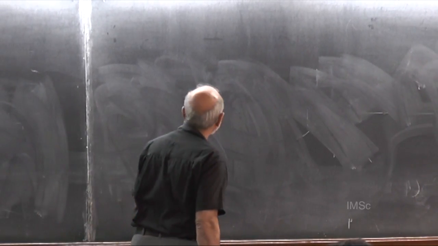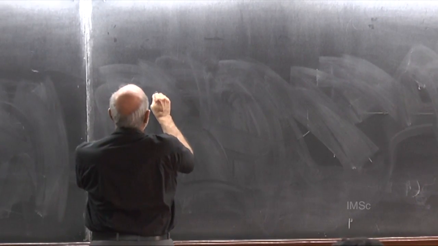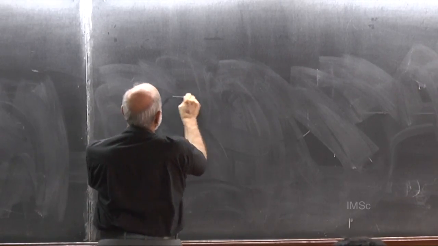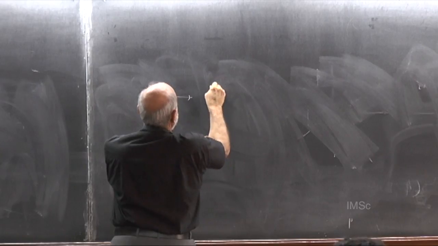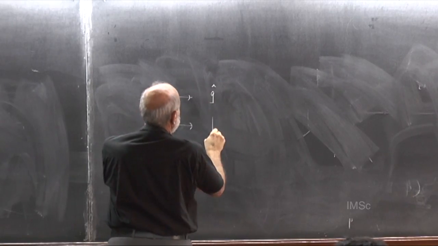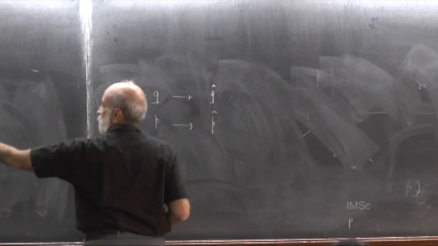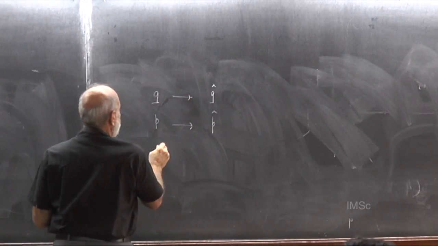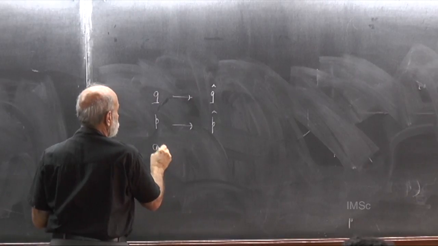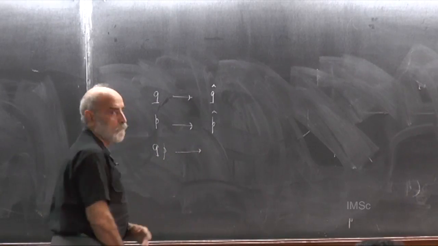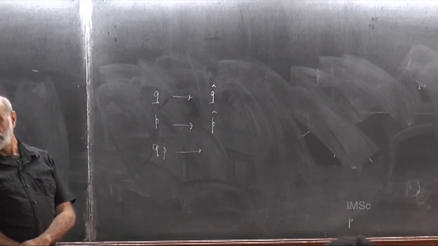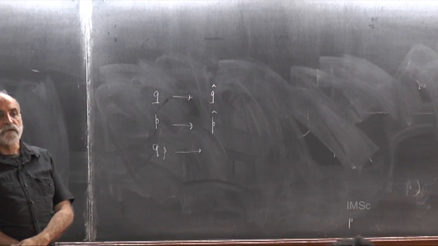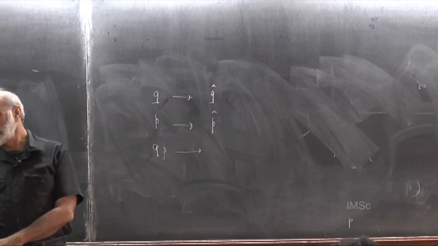Now, a natural question is, for Q and P we have this rule: Q and P go to operators on Hilbert space. What happens to things like QP? What do they go to? What do I write for this? Q hat P hat, P hat Q hat? What combination do I write?